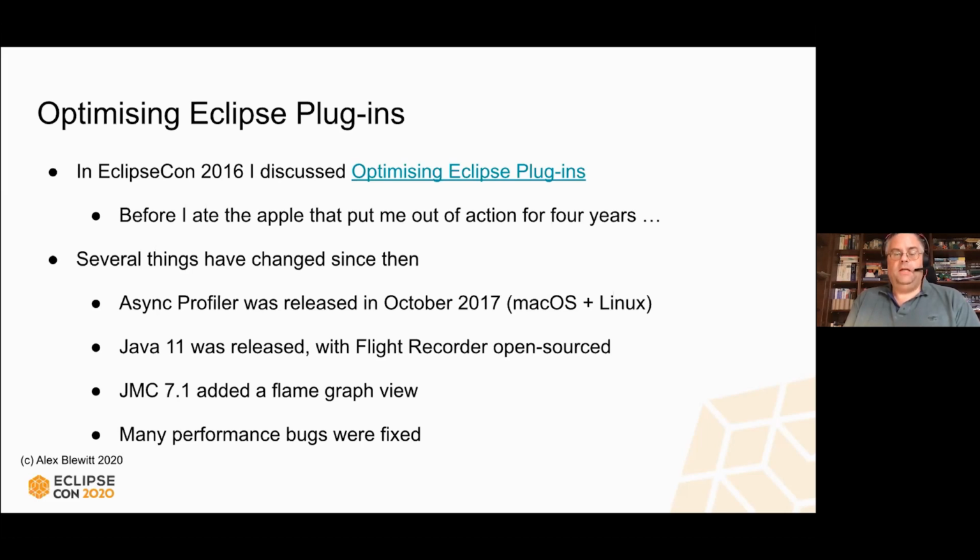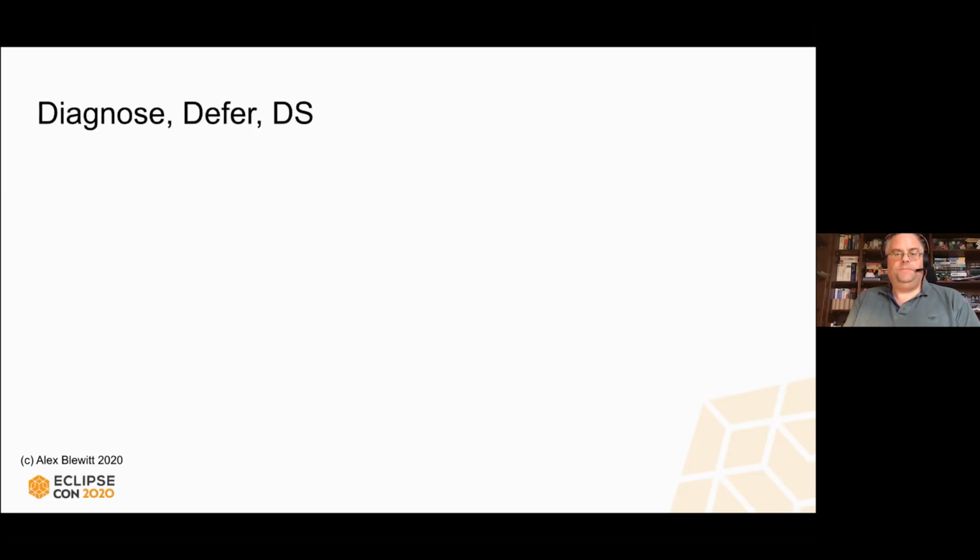For example, shortly after I gave the presentation, there was an open source profiler called Async Profiler that was released. Java 11 has been released, and that included Java Flight Recorder for being able to have the data in there. And there was a flame graph view that was added to Java Mission Control, which is the viewer for flight recorder events. And of course, there have been many performance bugs fixed in the meantime.